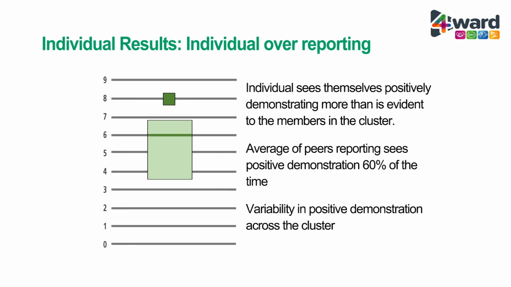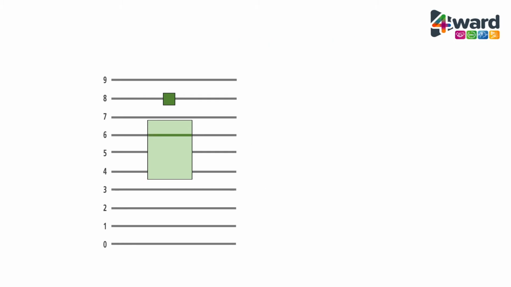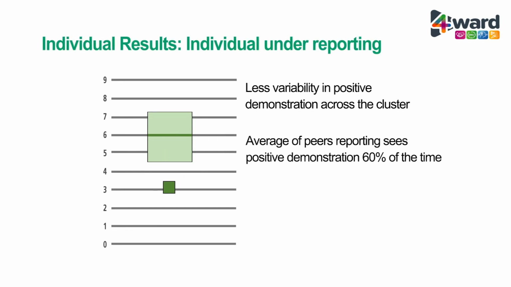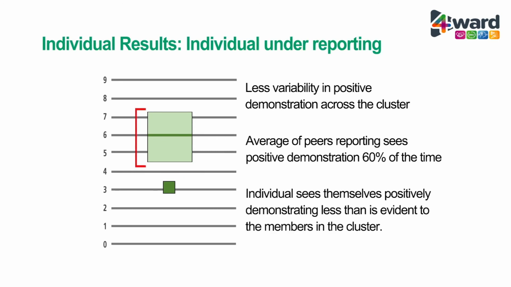In these examples, we have left the average at 60%. In this result, you can see there is less variation, so the shaded area has narrowed, but the average is still sitting at 60%, so in the middle, meaning there are just as many people scoring the individual in the 7s as in the 5s, so there's a balance there. The person doesn't see themselves demonstrating these behaviours as much as their peers do, so they underestimate their demonstration of the behaviours. This person is probably less confident in the team.